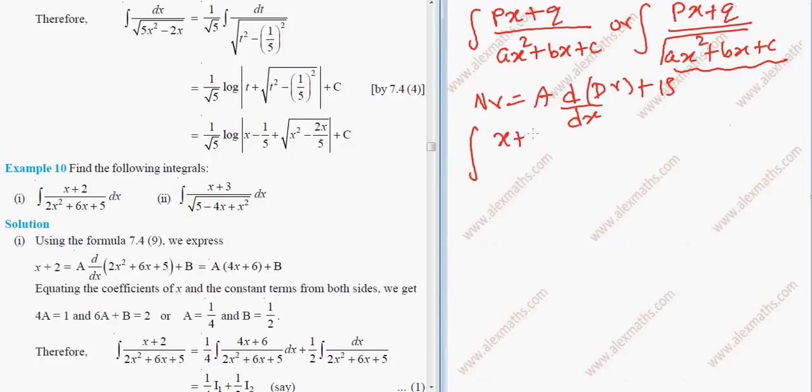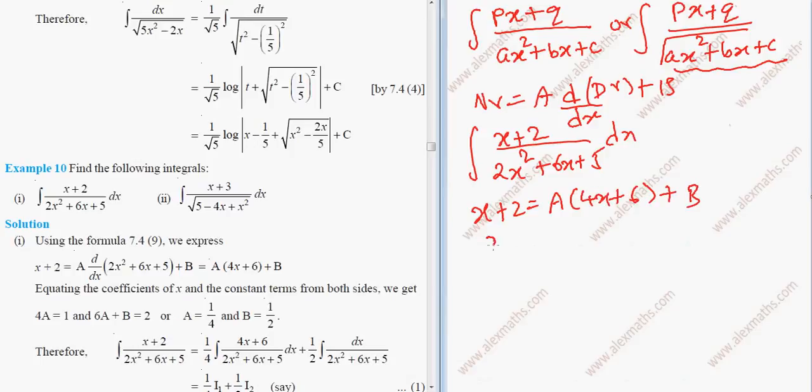I will show you the problem. We have (x + 2)/(2x² + 6x + 5). As soon as you see the problem, you should know it is of the form (px + q)/(ax² + bx + c), that is linear by quadratic. So the numerator equals capital A times the differentiation of the denominator plus b. Now I have to find a and b. For that I will take x equal to 0 and get one equation, then take x equal to 1 and get another equation.